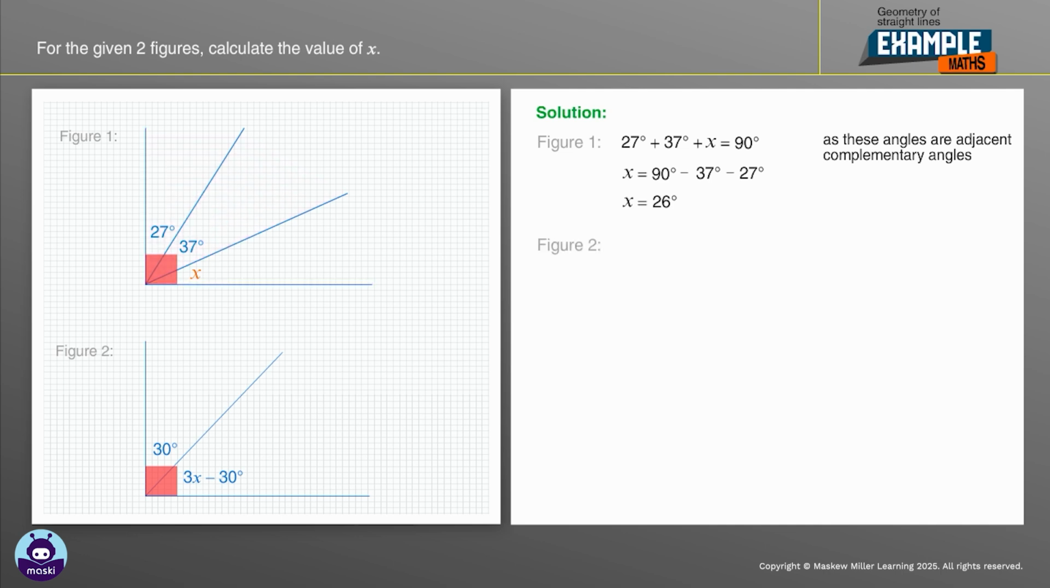For figure 2, 30 plus 3x minus 30 equals 90 degrees, as these angles are adjacent complementary angles. Hence, 3x equals 90 degrees. Hence, x equals 90 over 3 equals 30 degrees.